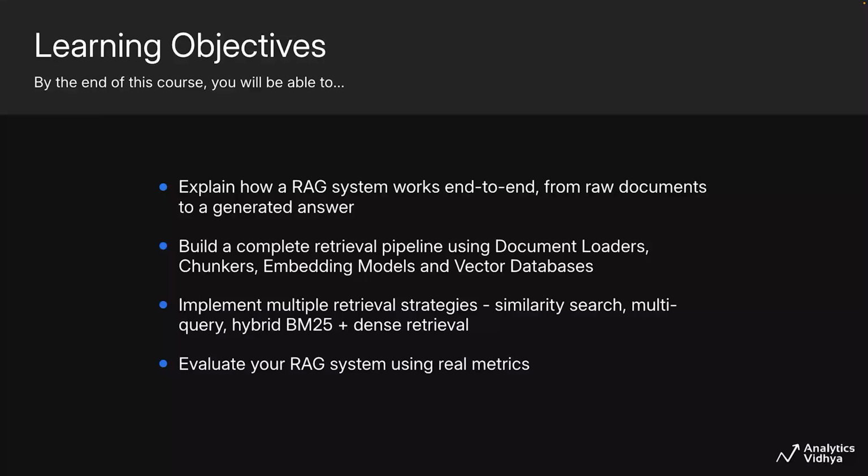By the end of this course, you will be able to do four things. First, you will be able to explain how a RAG system works end to end, from raw documents all the way to generated answers. Second, you will be able to build a complete retrieval pipeline using document loaders, chunkers, embedding models, and vector databases. Third, you will be able to implement multiple retrieval strategies including similarity search, multi-query, and hybrid BM25 plus dense retrieval. And fourth, you will be able to evaluate your RAG system using real metrics.